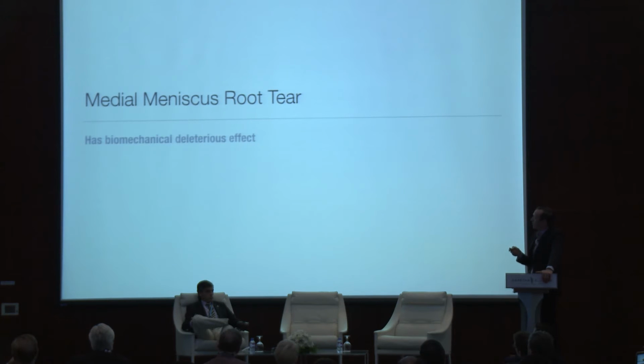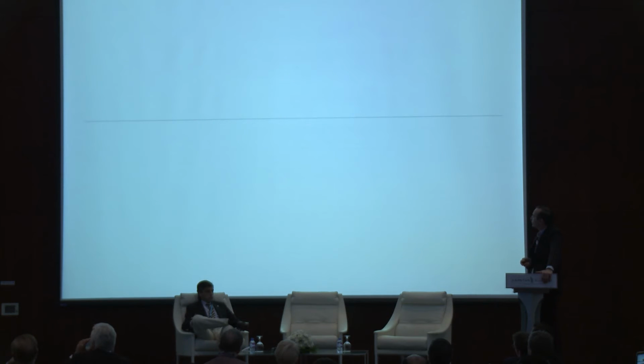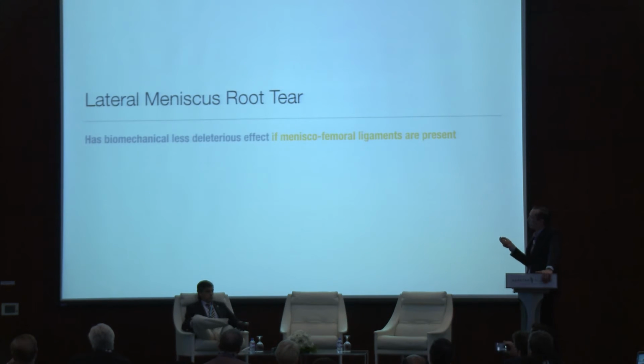So medial meniscus root tears have a biomechanically deleterious effect, very important to understand. Lateral root tears are less of a problem because of the meniscofemoral ligaments. If they are present, there's less of an issue.